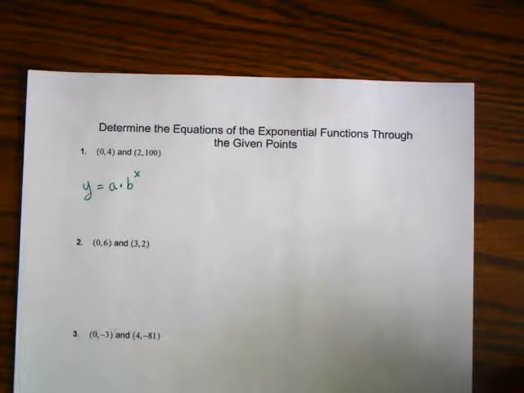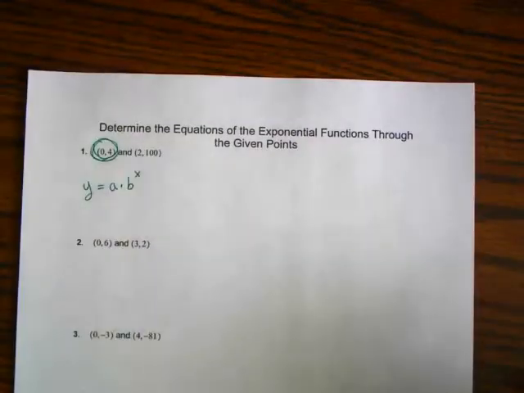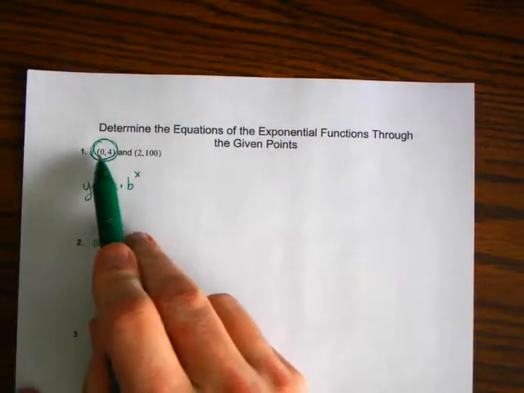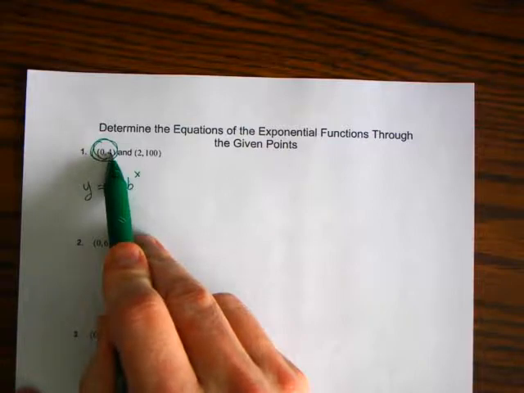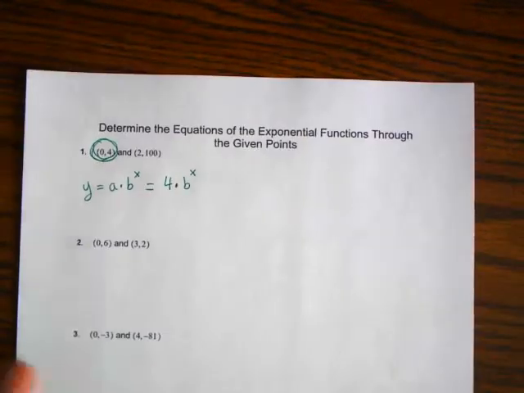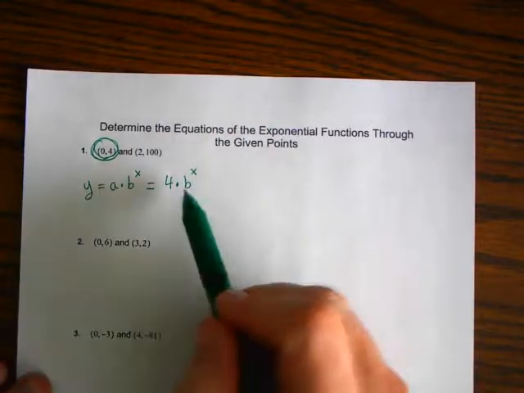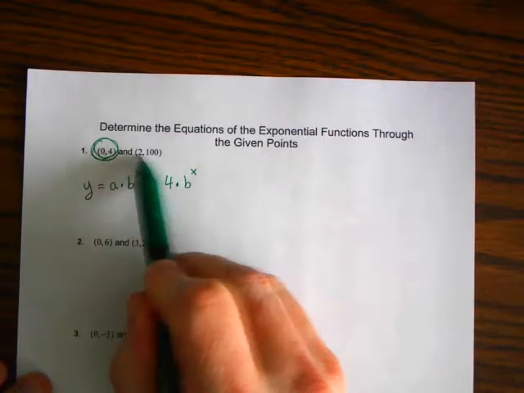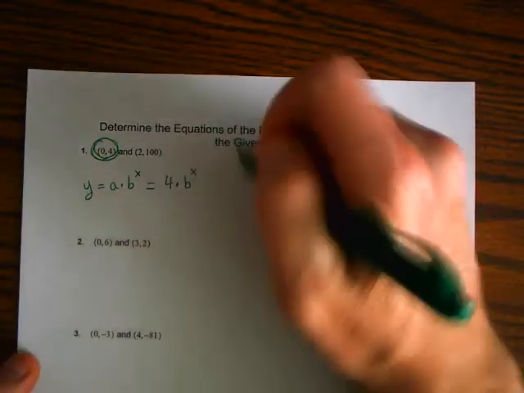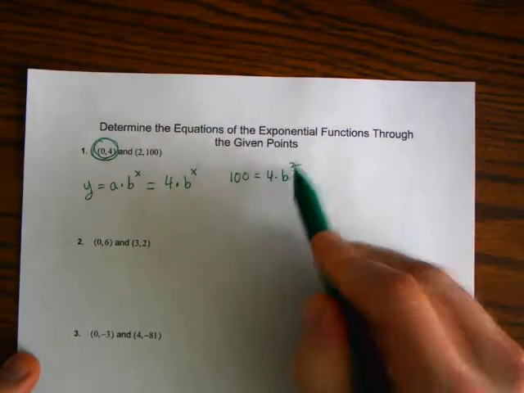This one is fairly easy in the sense that we are given the y-intercept. We recognize we have the y-intercept because we have 0, something. That right away tells us the a number. We know a has to be 4. Then, to find the b number, we're going to plug in the other point. So we're going to plug 100 in for y, and we're going to plug 2 in for x, and then we need to solve.